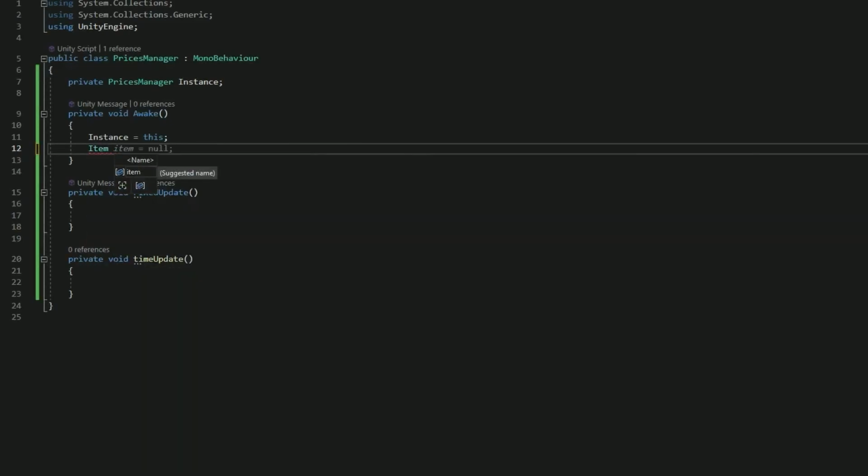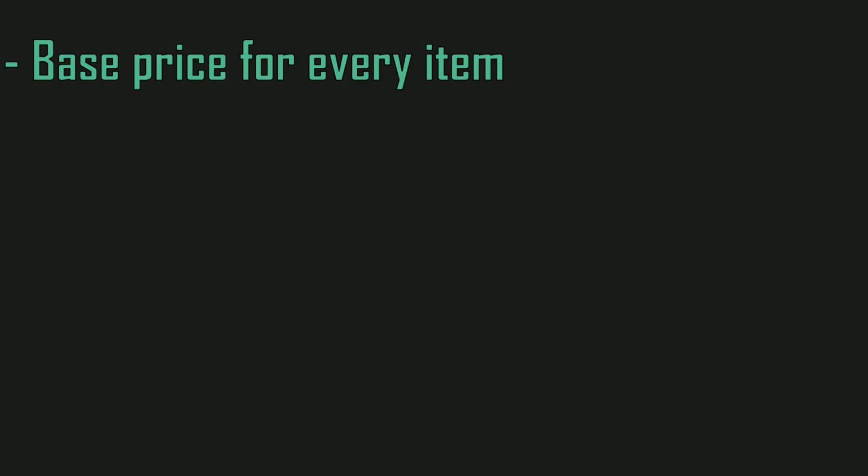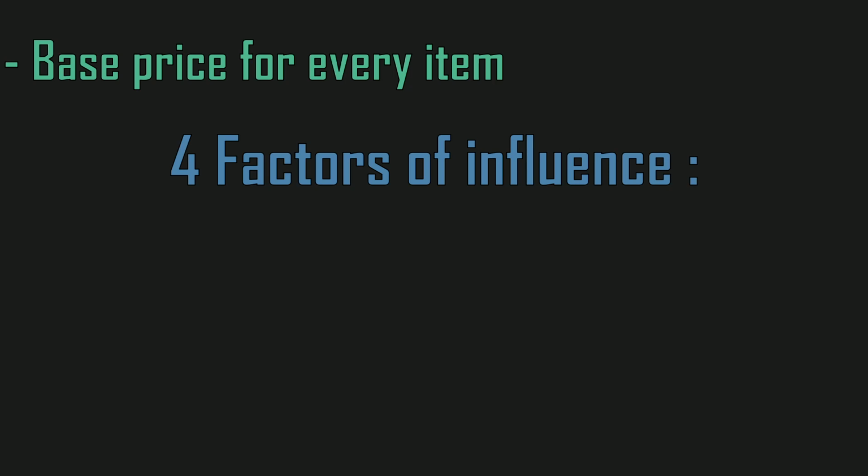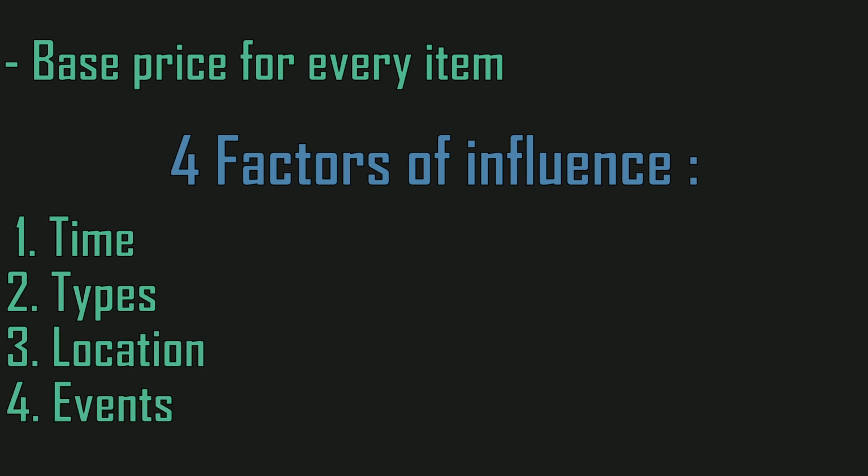While I start coding this system, let me guide you through how I plan to make this work. Every item will have a base price, and there are going to be 4 factors of influence over that base price: time, types, location, and events. Let's go quickly over each one of those.